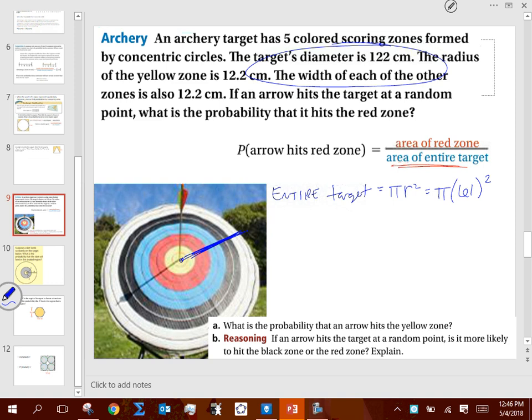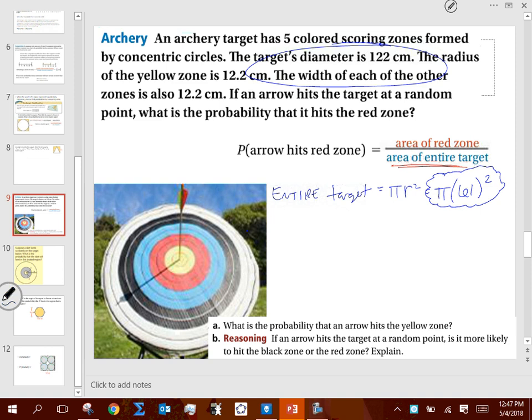61, right? So right there is your area for the entire target. That's my denominator. Would you guys agree with that? Now I got to find my numerator. Now I got to find the area of this red circle. Or this red, I don't say red circle, it's red region.